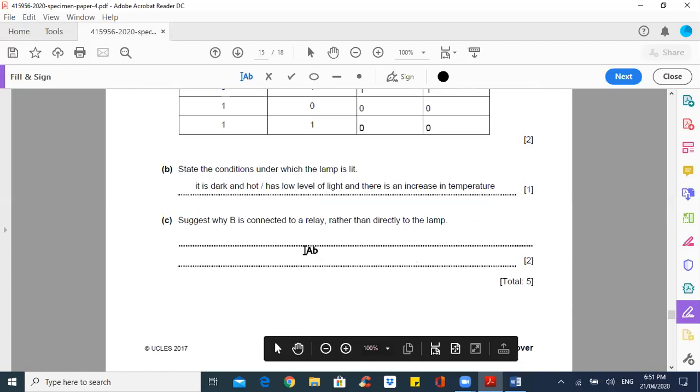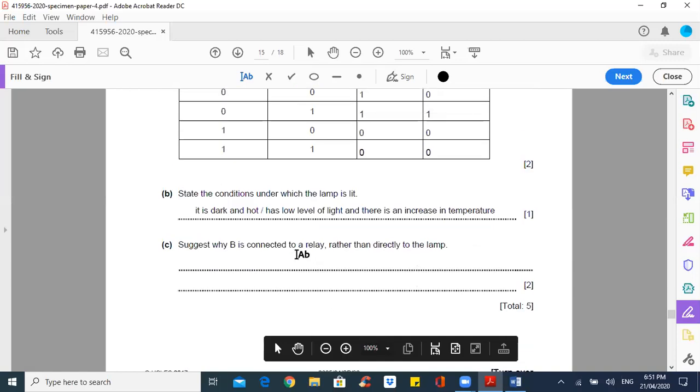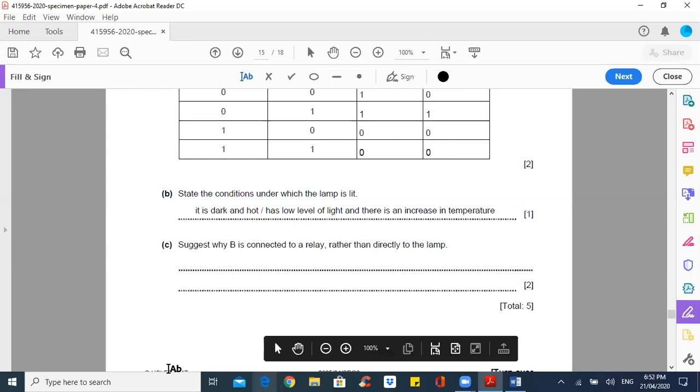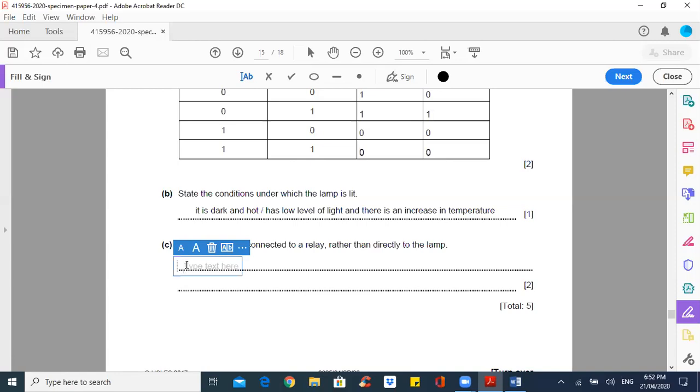Moving on. Suggest why B is connected to a relay rather than directly to the lamp. The purpose of a relay is to trigger and allow high currents to flow. Good. So I'm going back to our notes folder to see.